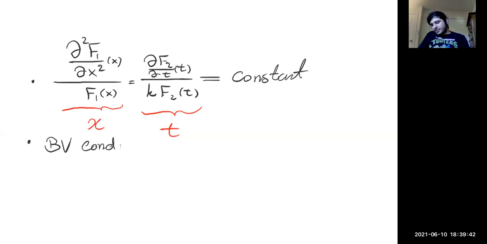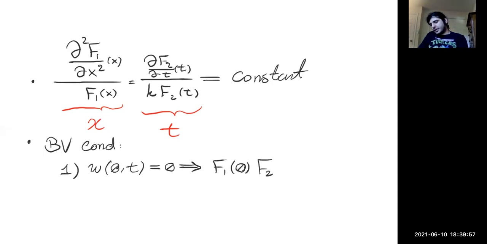So the first boundary value condition was w at 0 at any time t is equal to 0. It means, well, w was f1 times f2. f1 of 0 times f2 of t should be 0. So there are two cases. Either f1 of 0 is 0 or f2 of t is 0.